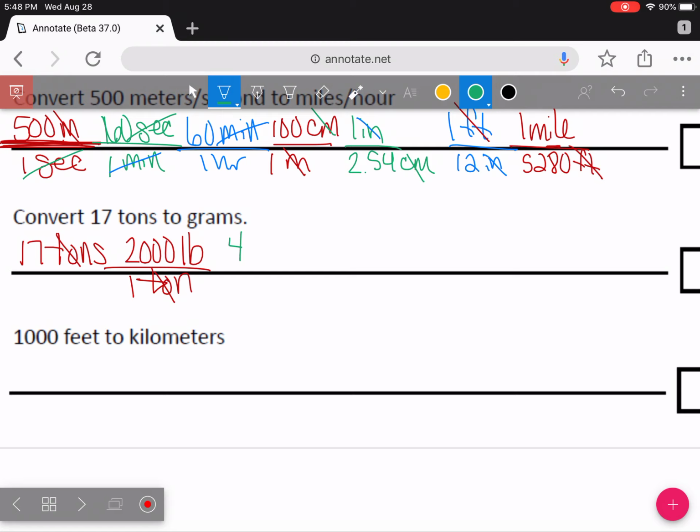454 grams, again, that goes on top because we want pounds to cancel out on bottom in 1 pound. So pounds cancel out, tons have canceled out. Now to find your final answer, you just multiply across. 17 times 2,000 times 454, that's going to be another huge number, and that is how many grams there are in 17 tons.